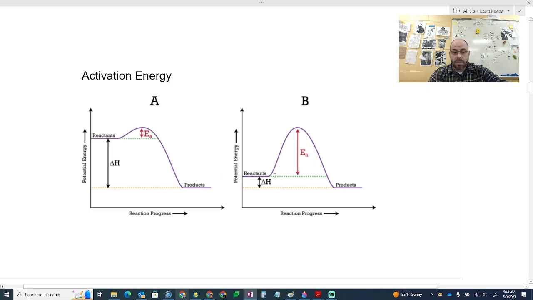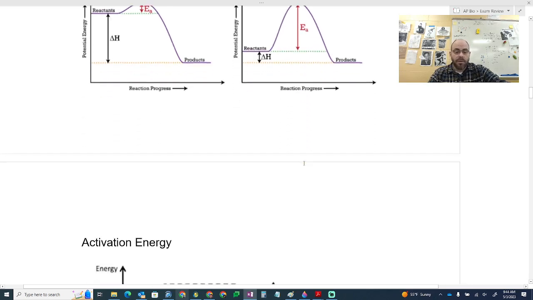Same here. This one is also a catabolic reaction or an exergonic reaction. Sometimes you'll hear them called combustion reactions, kind of an older term. Notice a lot less energy is released here, but a lot more energy is necessary to get this reaction started.